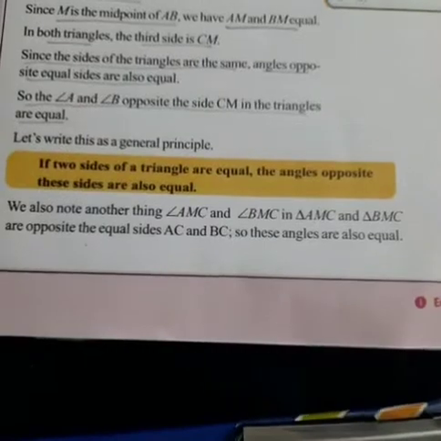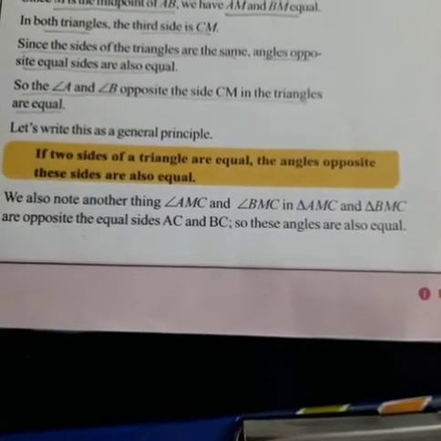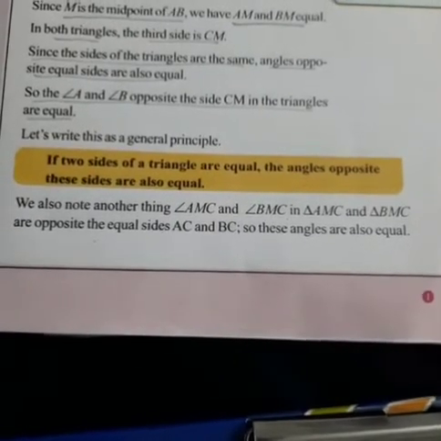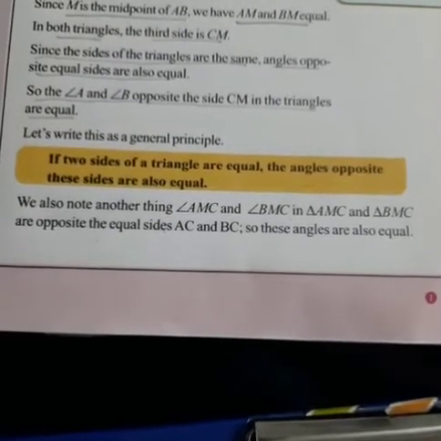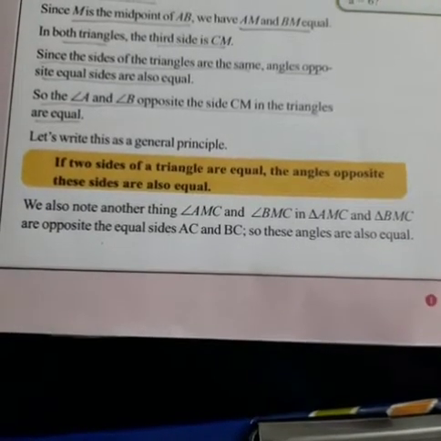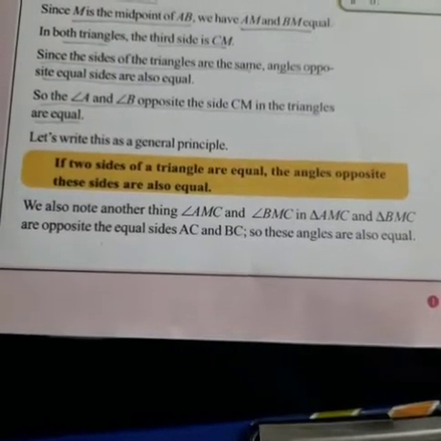See the general principle. If two sides of a triangle are equal, the angles opposite to these sides are also equal.